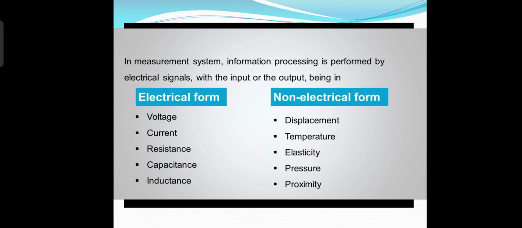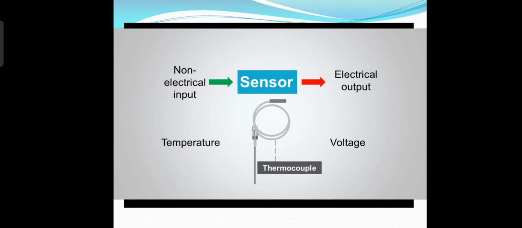A transducer has at least one input and one output. In a measurement system, information processing is performed by electrical signals, with either the input or the output being of electrical nature such as voltage, current, resistance, capacitance, and so on, whereas the other is a non-electrical signal such as displacement, temperature, elasticity, and so on. A sensor is an input transducer with a non-electrical input, intended to convert a non-electrical quantity into an electrical signal in order to measure that quantity.